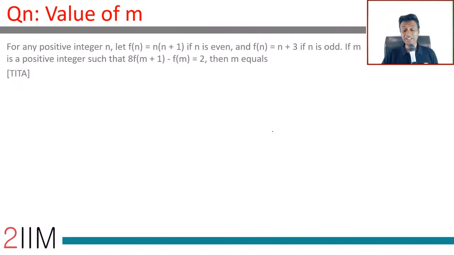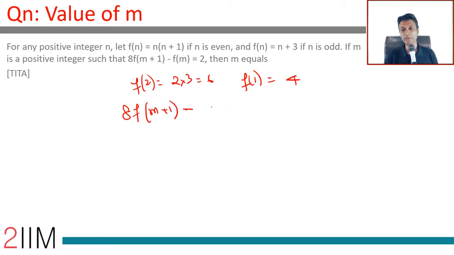For any positive integer n, f of n is n into n plus 1 if n is even. So f of 2 is 2 into 3, 6. And f of n is n plus 3 if n is odd. F of 1 is 4. 8 times f of m plus 1 minus f of m equal to 2. Now, the equation will vary based on whether m were an odd integer or an even integer. So I'm going to break it into 2.